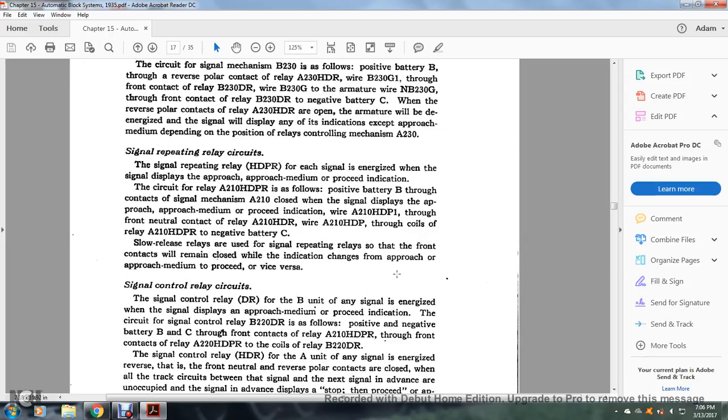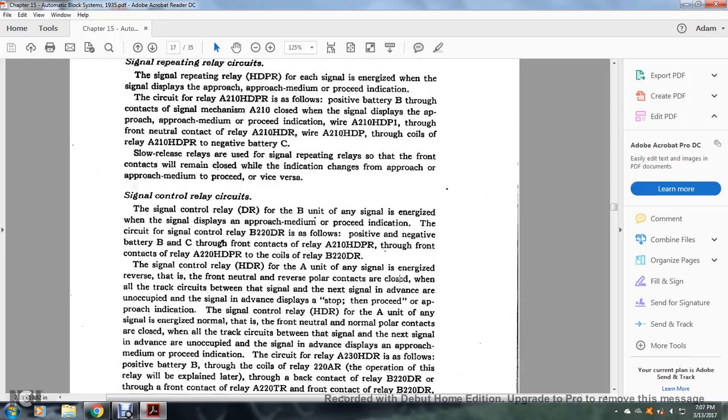HDPR for each signal, energized when the signal displays approach, approach medium, or proceed indication. The circuit of the relay A210 HDPR is fed from the positive B battery through the contact of mechanism A210, closed when the signal displays approach medium or proceed indication, wire A210 HDP1, through the neutral contact of relay H210 HDR, wire H210 HDP, through the coil of the A210 HDPR to the negative battery C. This shows the release of the relay with the signal repeating relay, so that the front contacts remain closed with the indication changing between approach medium and proceed, and vice versa.